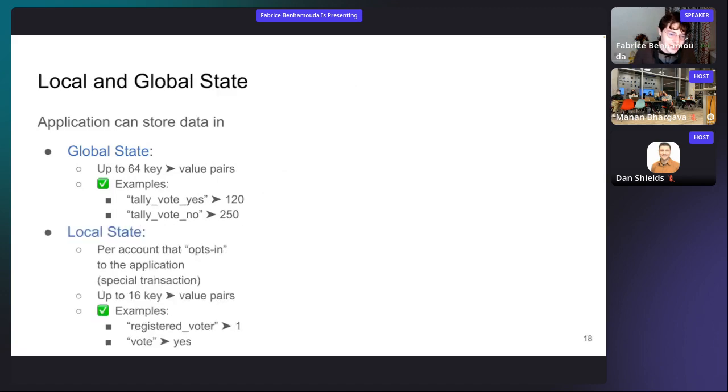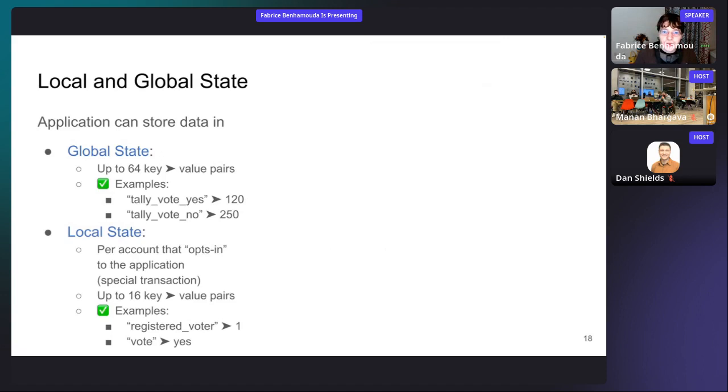The local state is essentially another way for the application to store data that is associated to each account that opts into the application. By opt-in, I mean it's a special transaction that the account makes to indicate that it is willing for the application to store information for it. And the local state allows up to 16 key-values. An example of things you would want to store in a local state in a voting application is: is this account a registered voter? What is this account voting for?